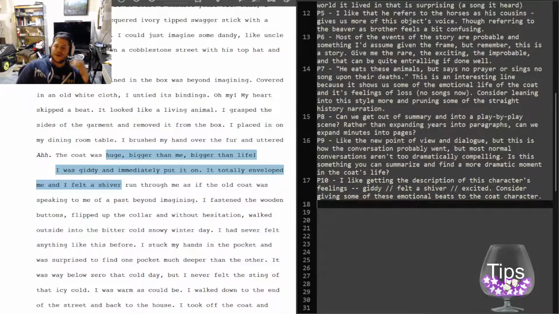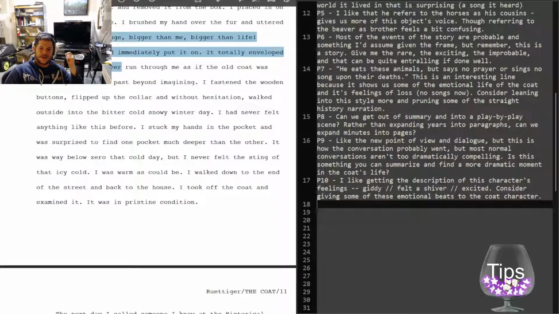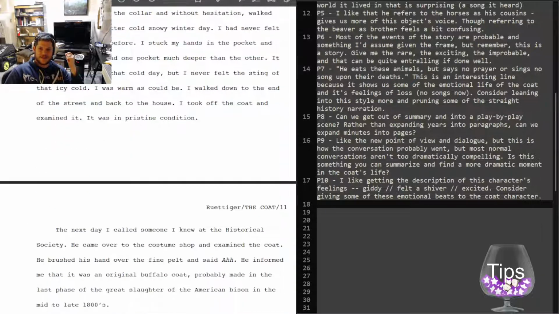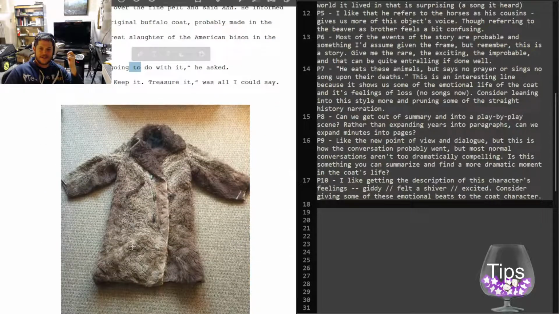It was before I stuck my hands in my pocket. I was surprised to find one pocket much deeper than the other. It was way below zero on that cold day, but I never felt the sting of that icy cold. I walked down to the end of the street and back to the house. I took off the coat and examined it. It was in pristine condition. The next day, I called the Historical Society, and the representative informed me this was an original buffalo coat, probably made in the late phase of the great slaughter of the American bison. What are you going to do with it? I don't know. Keep it, treasure it, was all I could say. And there's the extra large coat. It's pretty cool.